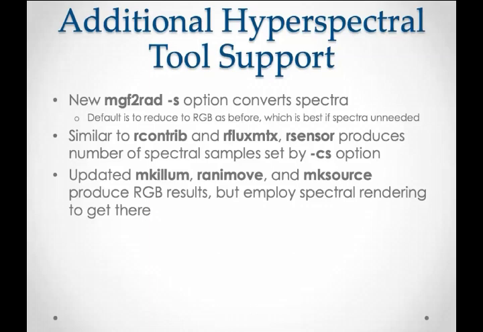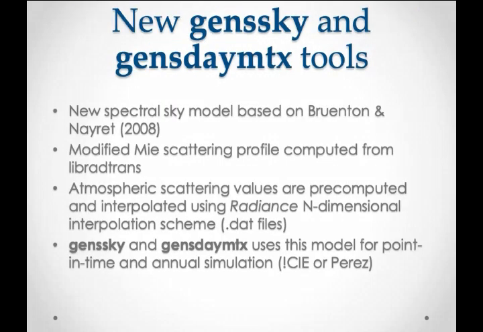Additional tool support comes from mgf2rad. MGF is natively spectral, and the -s option of mgf2rad will get you a conversion to Radiance descriptions. And similar to rflux and rcontrib, rsensor also produces the number of spectral samples you've specified. It's usually just reducing to a few values anyway, so it's not a big deal. I mentioned this already: the updated makeLuminaire, random move, and mksource always produce RGB results. All right, handing over to Taoning, and I'm sorry for going long, but I'll stay up here for questions.